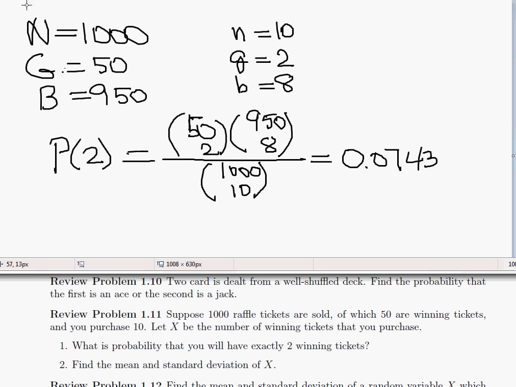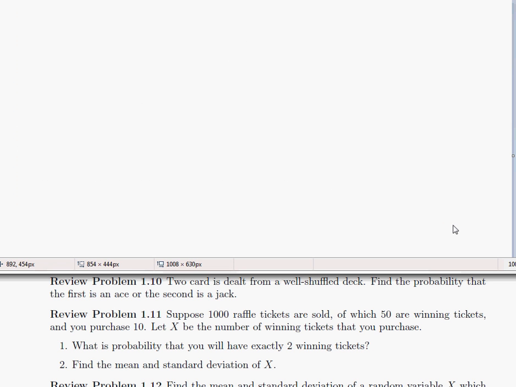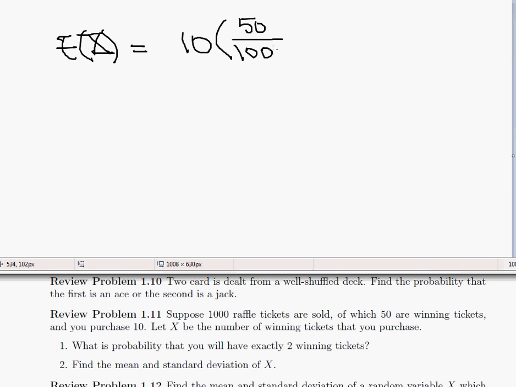For this, we will plug into the formula, so let me clear this off. The expected value of x, the expected number of tickets that are winners, will be equal to, well, I chose 10, and the chance of winning on any one ticket is 50 over 1,000. And so I get 500 divided by 1,000, or 0.5. So I expect to win 0.5. Let's now figure out the standard deviation of x.